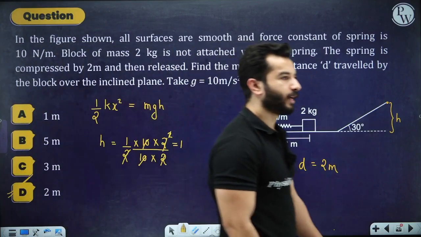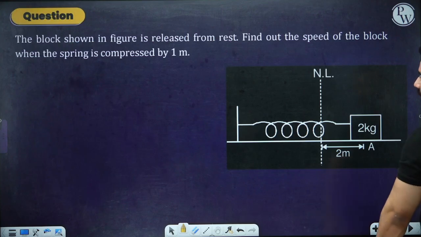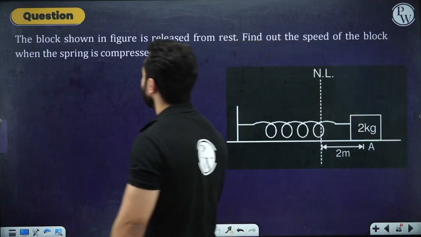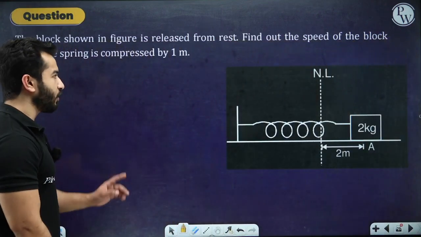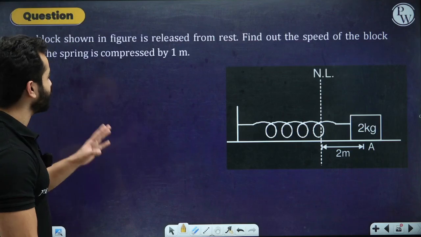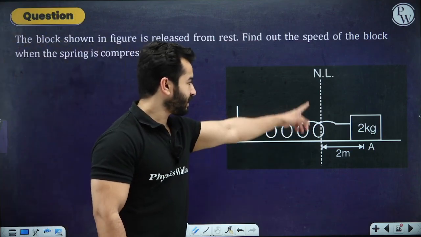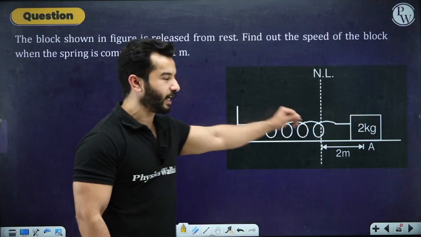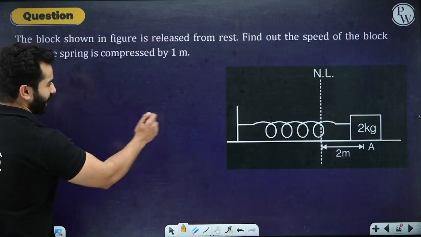Hopefully you have got it, right? Moving to the next one. Do it by yourself. Again, the block shown in the figure is released from rest. Find out the speed of the block when the spring is compressed by 1 meter. So this is the natural length. Right now it is elongated.